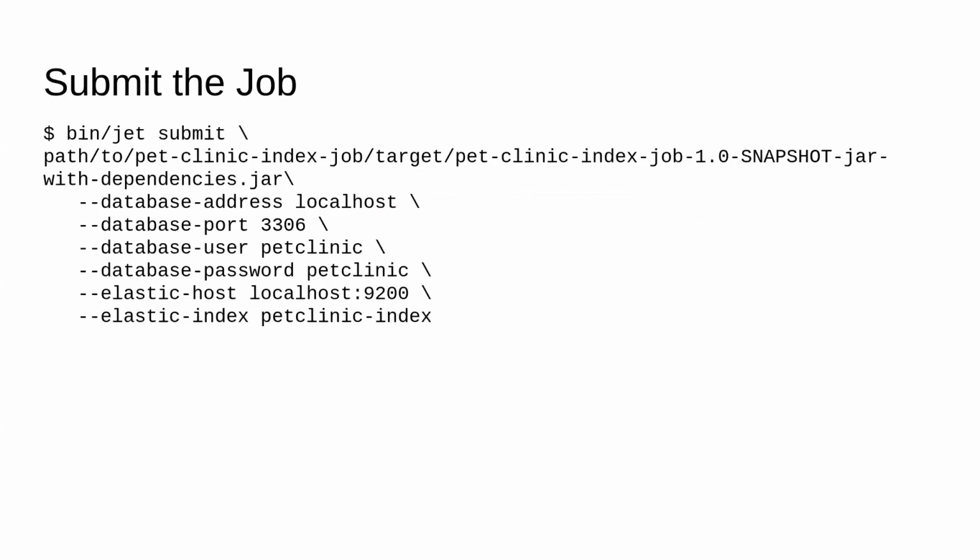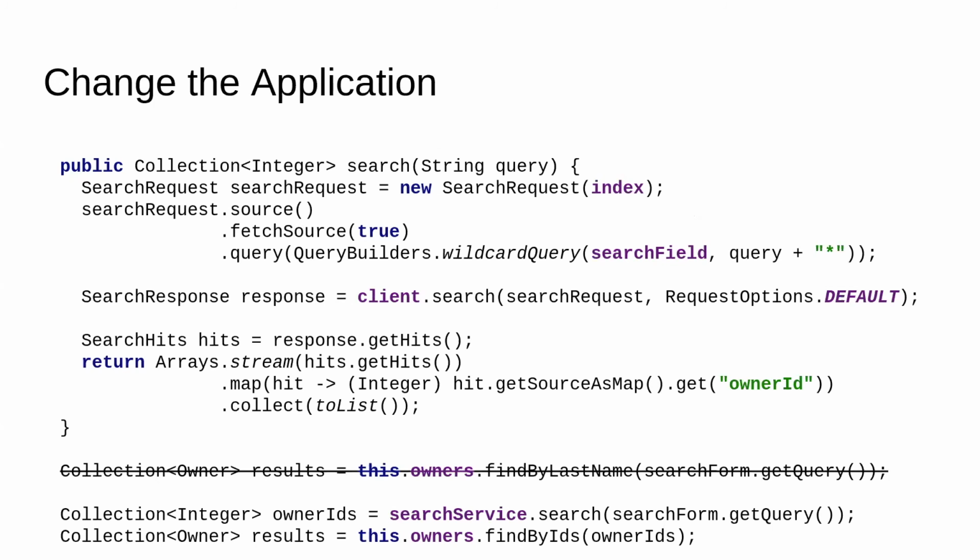So once you create this, you create a jar with this job and submit it to a cluster using a script which is part of Jet. Provide parameters with the location of the database and the location of Elasticsearch, and the name of the index that you want to index into. And then we will change the application. So the change is really simple.